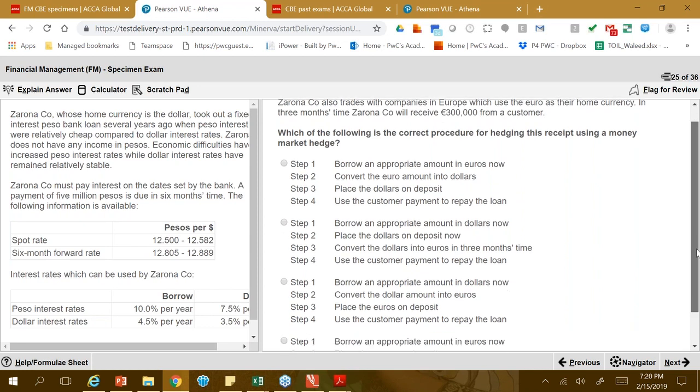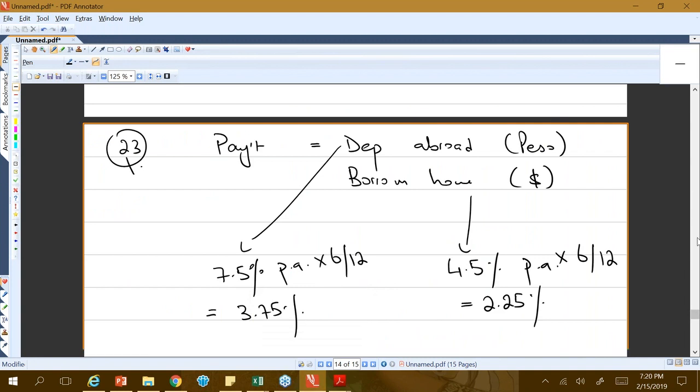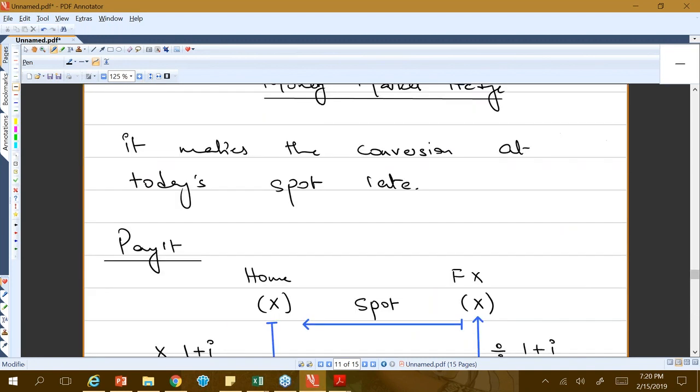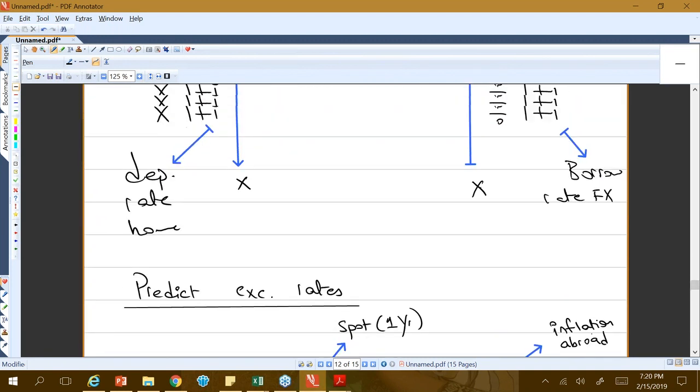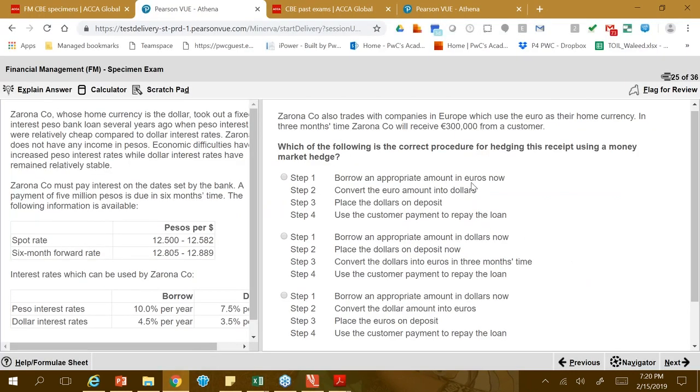What was the payment? What is the receipt structure here? So let's go back to the receipt structure. So this was the receipt structure. Remember, in the receipt structure, we always borrow abroad and deposit home. We always borrow abroad and deposit home. So we'll borrow an appropriate amount in euros now.